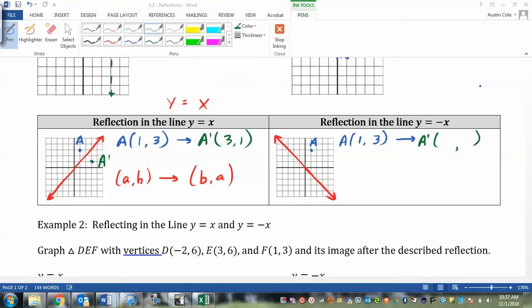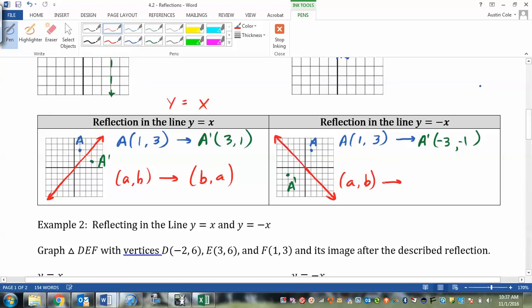-3, -1. Now if I plot that, -3, -1, Jake's saying that would be A prime. Now again, would A be mapped to A prime if I folded it on that line? Yeah. I think it would. So what do we notice about the coordinates? Here, Pierce, what do we notice? They're flipped and they're opposite.